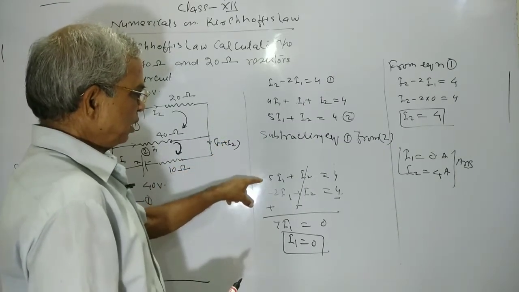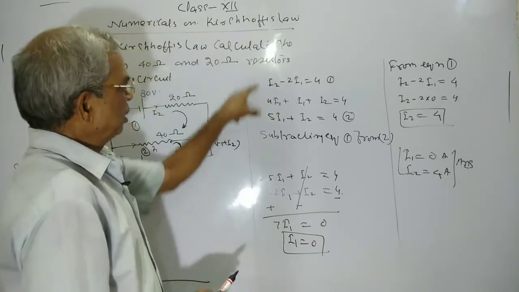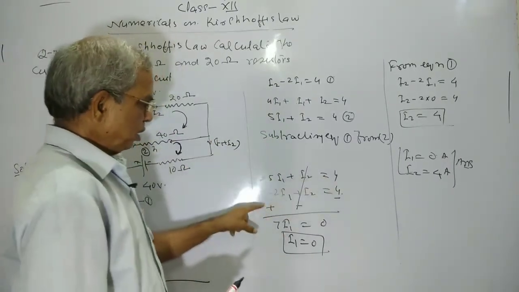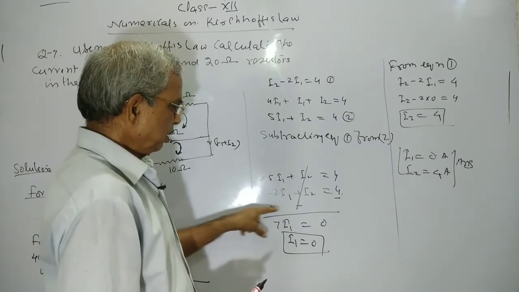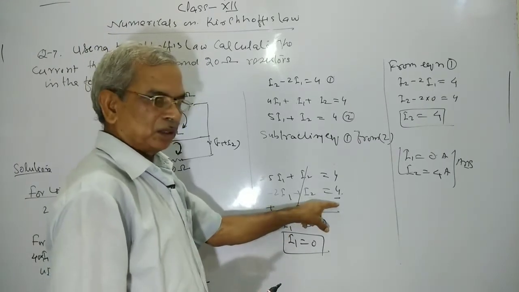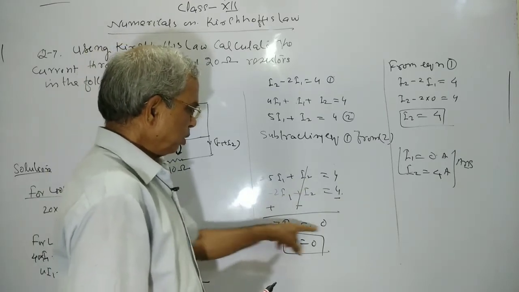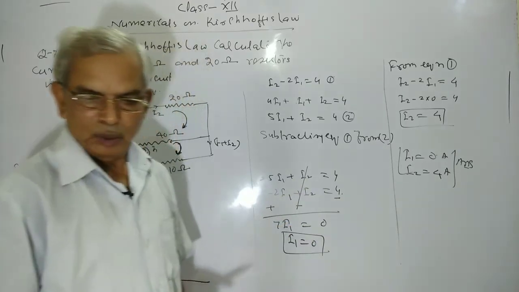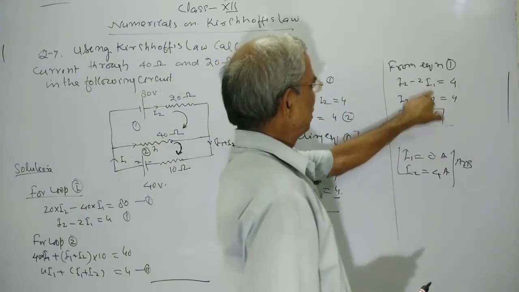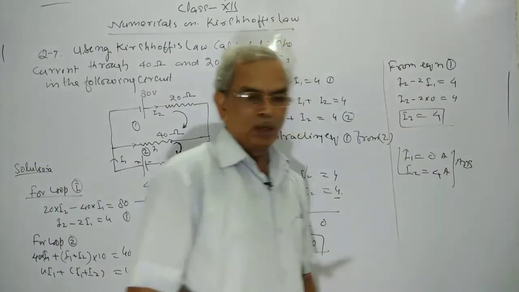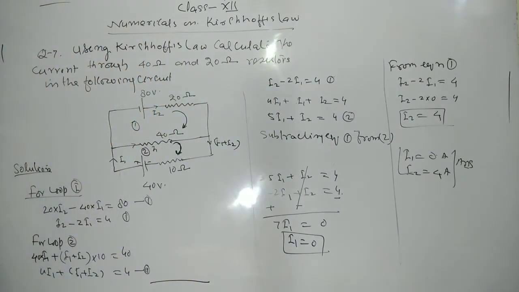The second equation minus the first equation, 2I1 plus I2 is equal to 4. We subtract it, then one becomes positive, the others become negative. So I1 is equal to 0. Now we put this value in equation first, then we get I2 equal to 4. So this is our question.